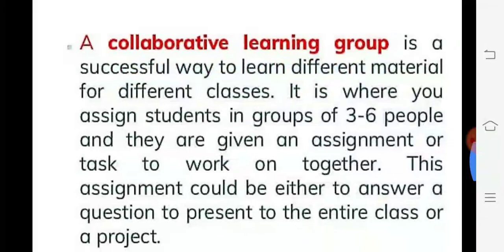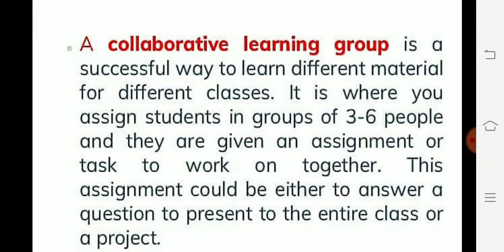A collaborative learning group is a successful way to learn different material for different classes. It is where you assign students in groups of 3 to 6 people and they are given an assignment or task to work on together. This assignment could be either to answer questions, to present to the entire class, or a project.